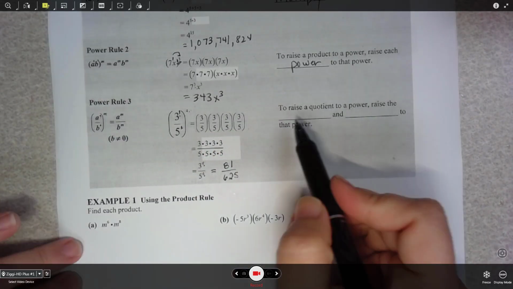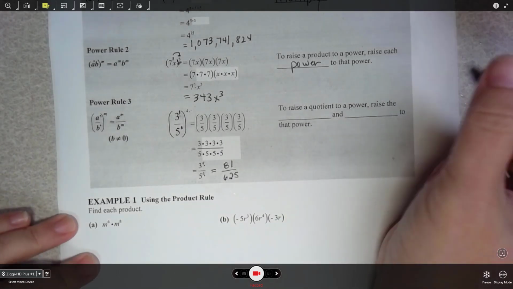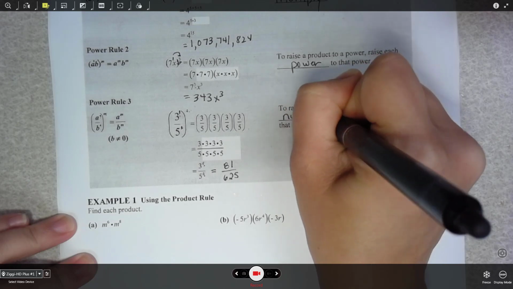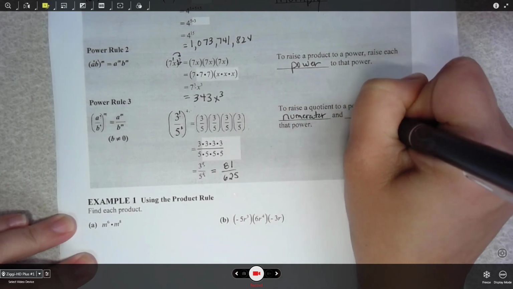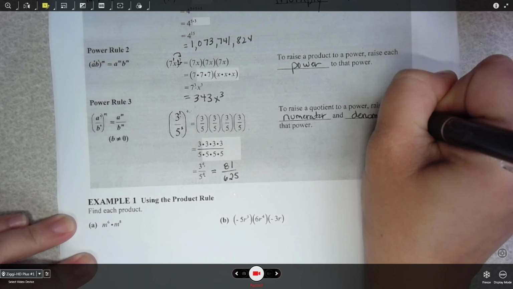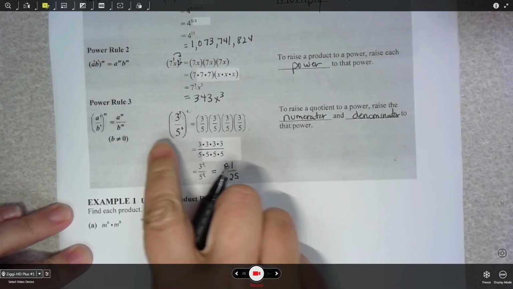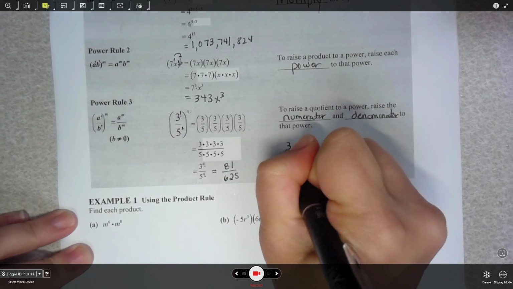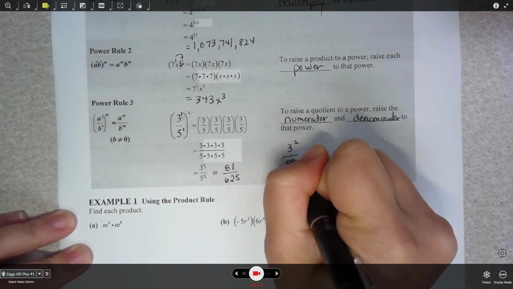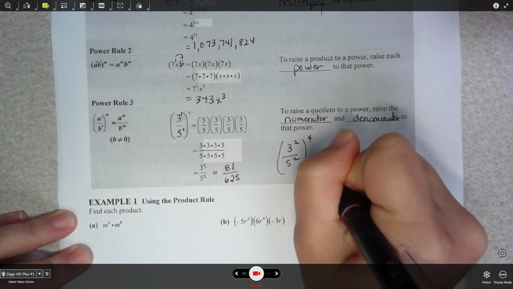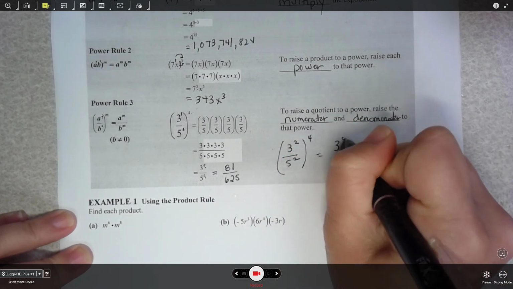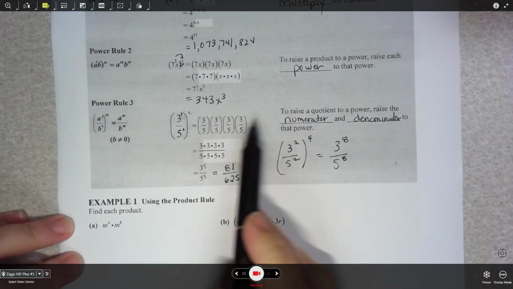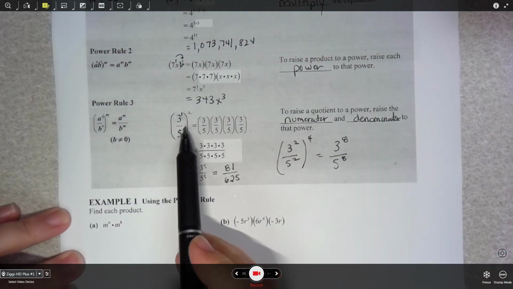Alright, so to raise a quotient to a power, raise the numerator and denominator to that power. Now, if they have some other exponent, like if it were 3 squared over 5 squared to the 4th power, then we would get 3 to the 8th over 5 to the 8th. So the only way you can just directly raise it is if they already have a 1 there.